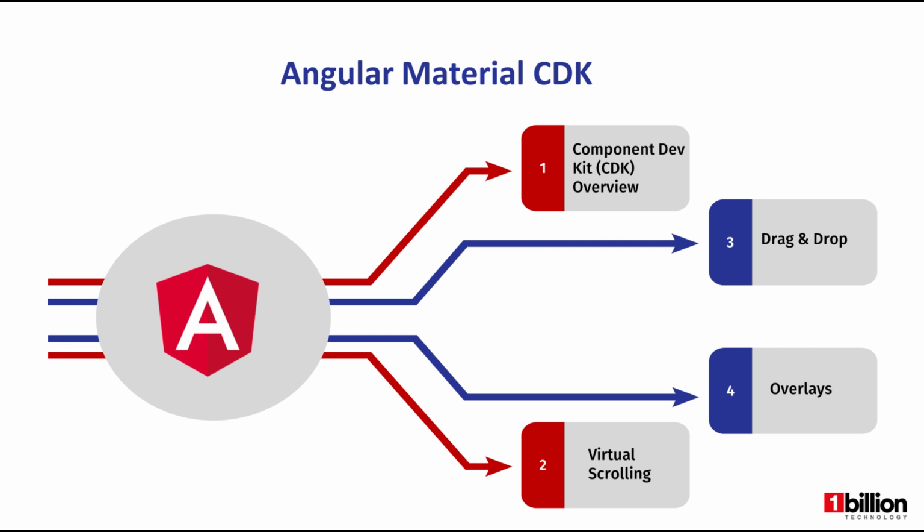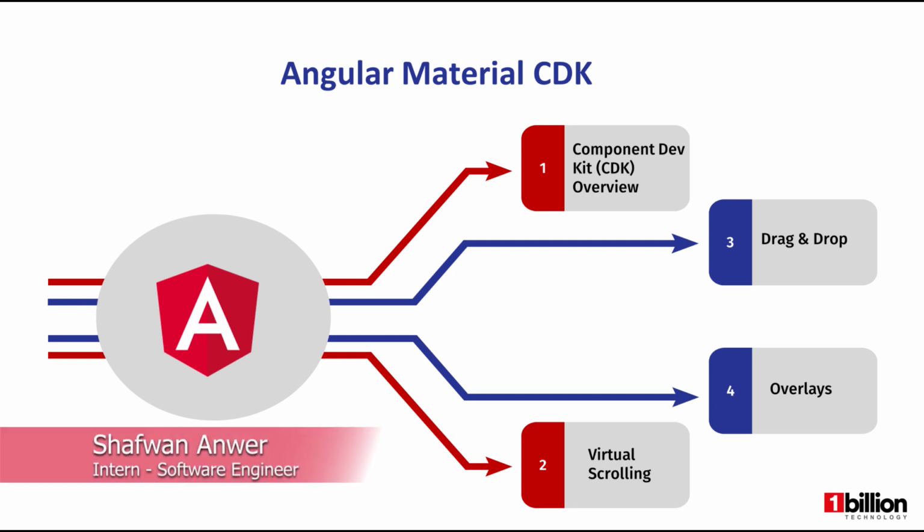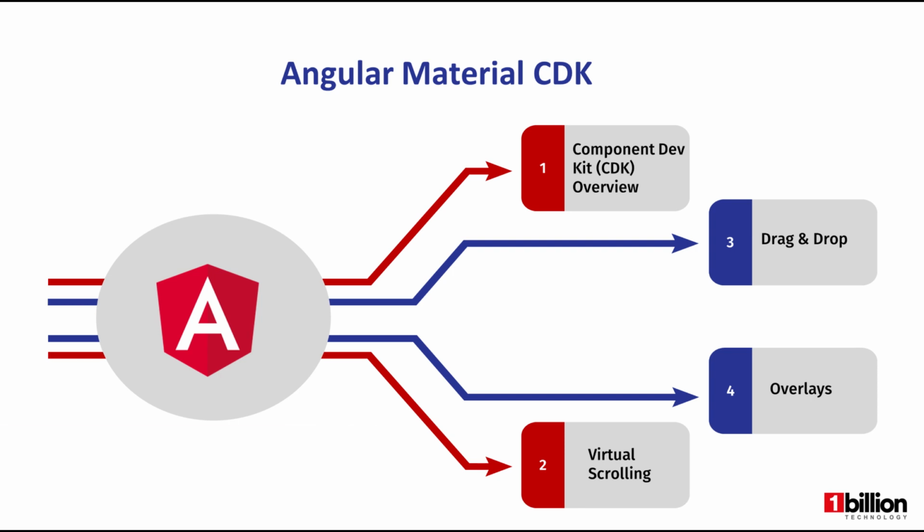The CDK offers virtual scrolling, a technique that optimizes rendering for a large list by loading and unloading content dynamically as the user scrolls. So this improves performance and reduces memory usage. So when a user scrolls, rather than loading everything at once, it has this option of virtual scrolling. Whenever he scrolls, the data is loaded there, and whenever he scrolls back, its data is wiped out.